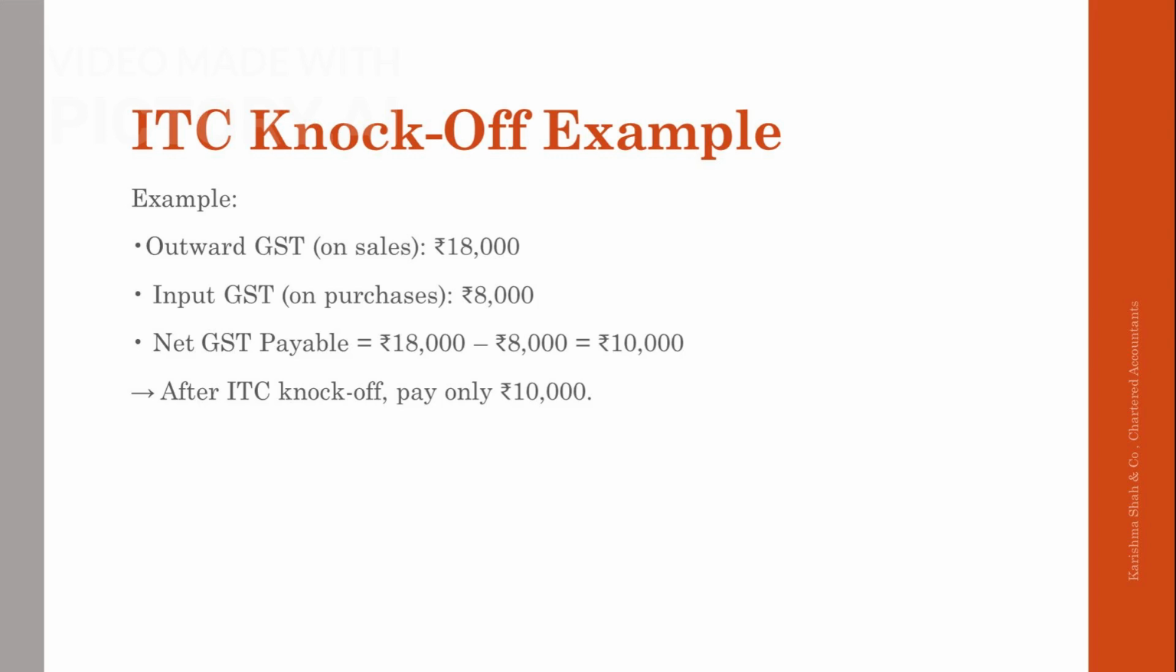Here's an example of how ITC knockoff works. If your outward GST on sales is 18,000 rupees and your input GST on purchases is 8,000 rupees, your net GST payable would be 10,000 rupees after the ITC knockoff.